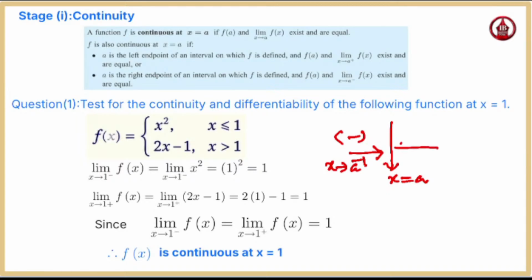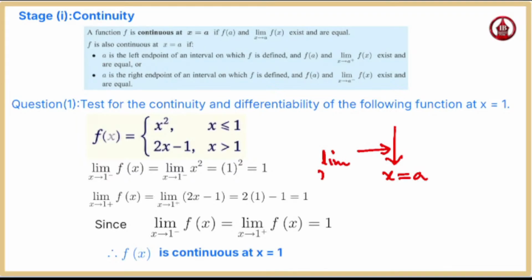And if we come from the right side, we call it x tends to A plus. Okay. A minus and A plus. Here by mistake I wrote x tends to A to the power minus 1. It is not A to the power minus 1. If we are coming from the left, I'll again explain. We take limit x tends to A minus.